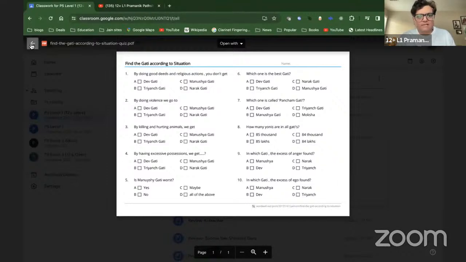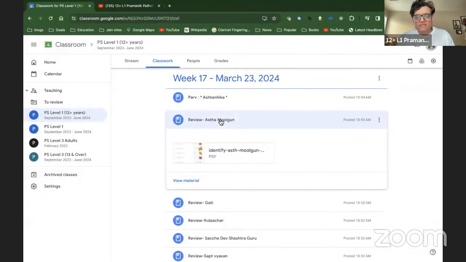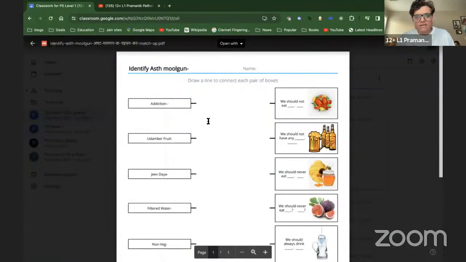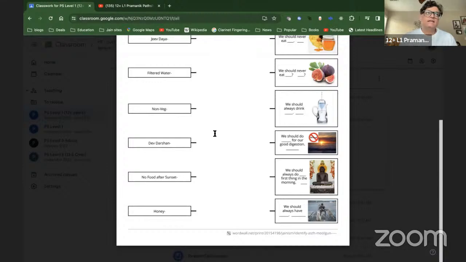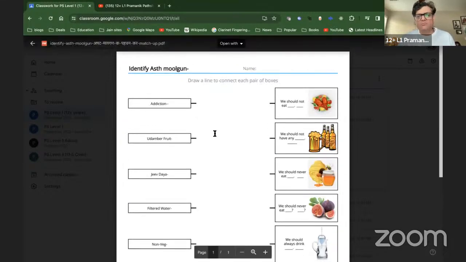Okay, so now let's go to the next topic, which is Astamul Gun. These are the guns that identify a Jain. A Jain is identified by these Astamul Gun. And when I say a Jain, I'm not talking about a Jain sadhu, but a Jain Shravak or a Jain layperson. They are identified by these 8 mool guns.